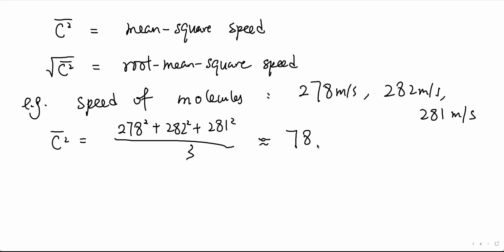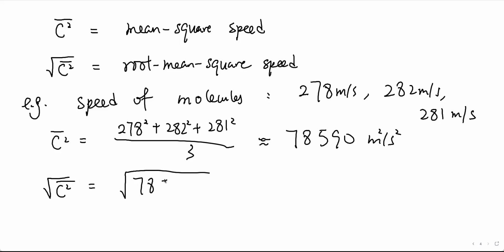So you get 700, whatever. Meter per second. Sorry, that's not the unit of the mean square speed. It's meter square per second square, because you square the speed, so the average of the speed square is still in the unit of the speed square. And then how about the root mean square speed? You just take the square root of this value, and you will get 280 meter per second. So this is the root mean square speed.